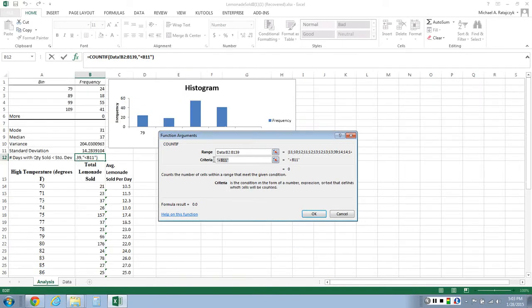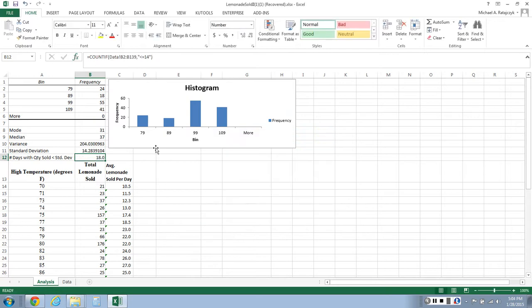So the standard deviation is 14.2, but we all know that the number of cups sold are whole numbers, so we can just put 14. But instead of just 14, we want less than or equal to 14. And now we get 18. There are 18 days where we have sales that are less than the standard deviation of quantity.